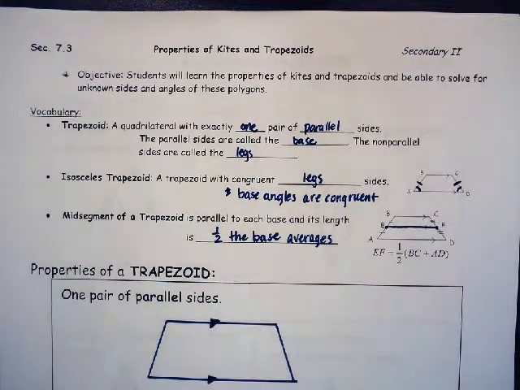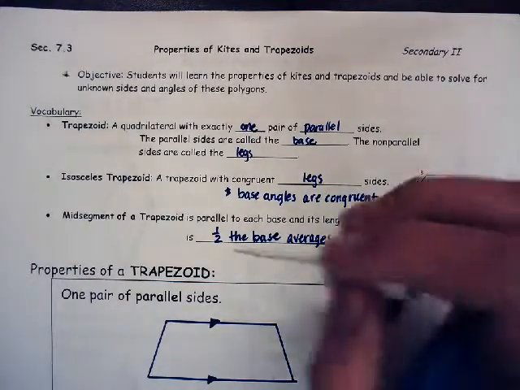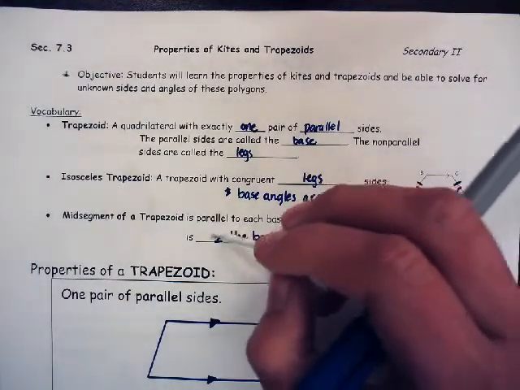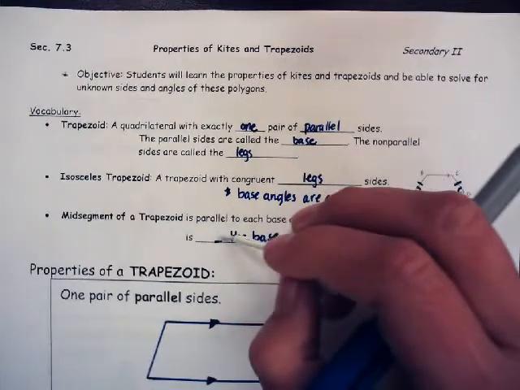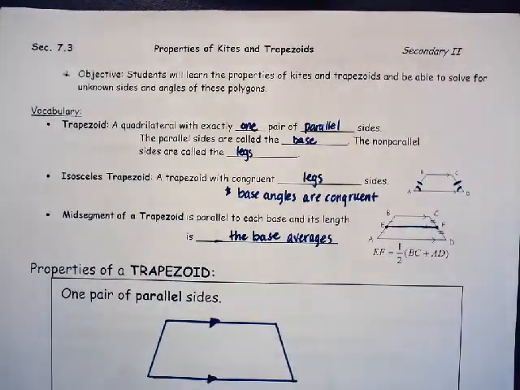So the correct definition is not really 1/2 the base averages, it's the base averages. That's how we find the base averages. We add them together, divide by 2. I'll wipe that out. So it's technically correct.